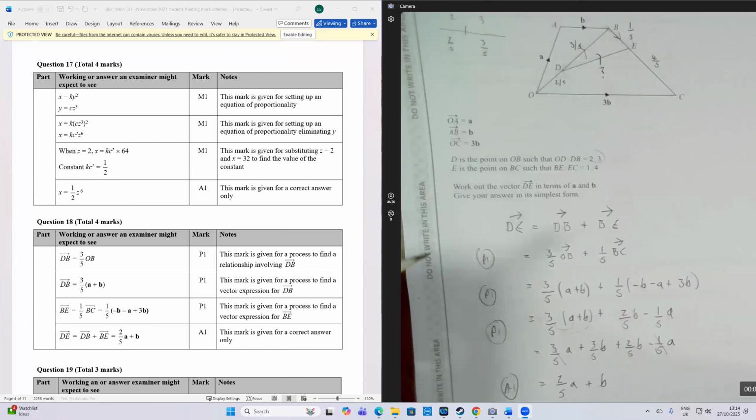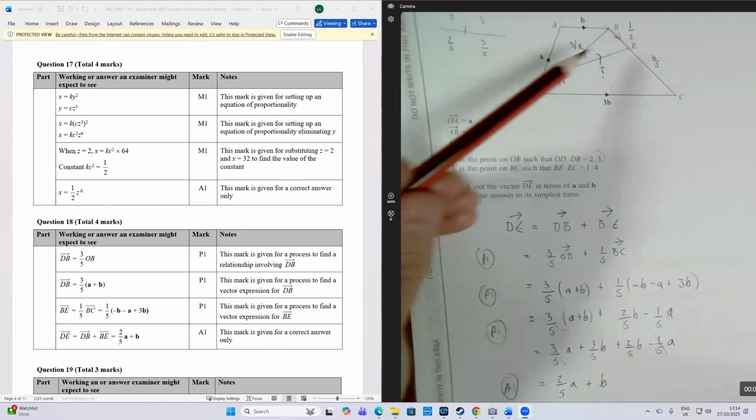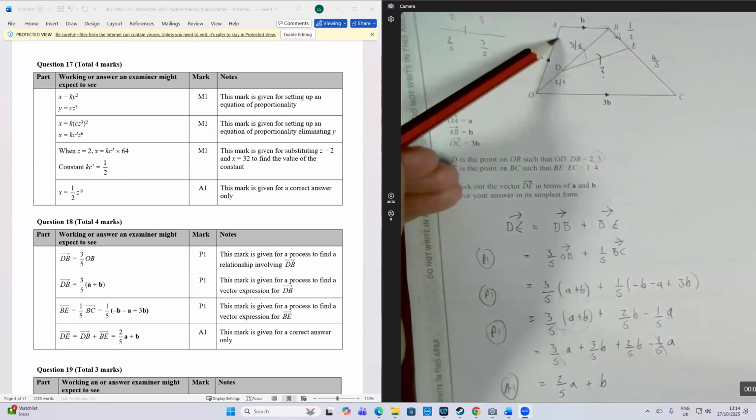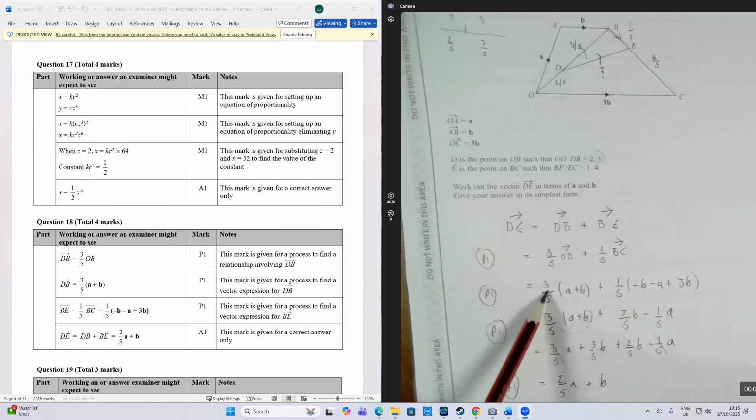So what is going from O to B? Well, O to B is quite nicely just a add b. So we've got 3/5 of a add b. That's that expression dealt with.